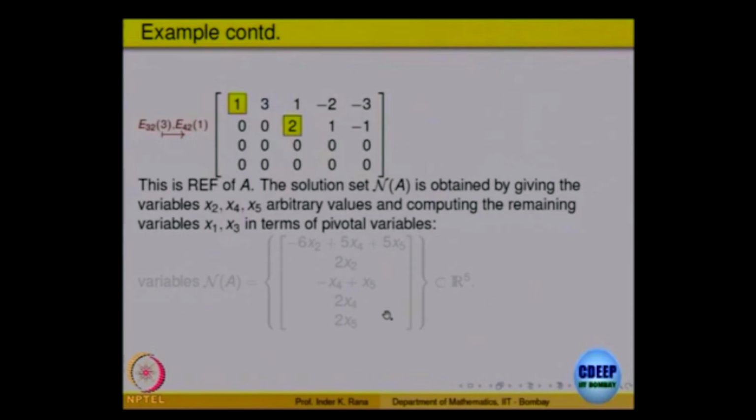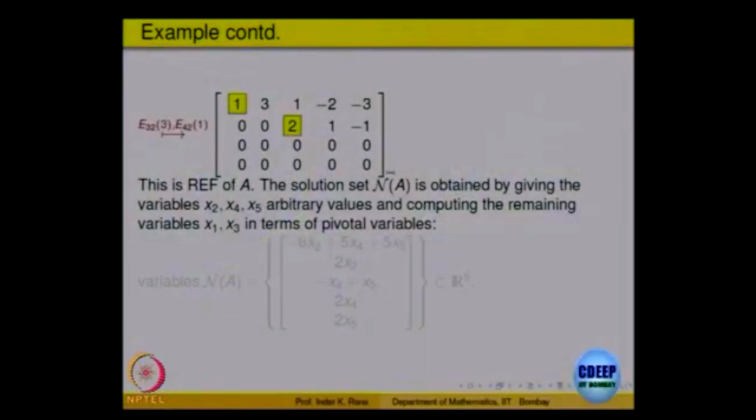Now what is the next thing I want to do? I want to find the nullity. So how do I find the nullity? That means I should describe the null space. I should describe all solutions of Ax equal to 0. So if I take this matrix and write x1, x2, x3, x4, x5 equal to 0, what are the equations I will get? x1 plus 3x2 plus x3 minus 2x4 equal to 0, right? The next one gives 2x3 plus x4 minus x5 equal to 0. So only 2 equations I will get.